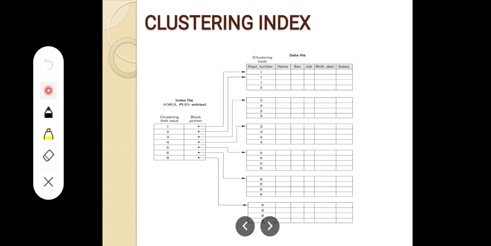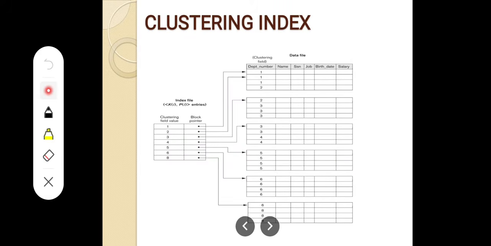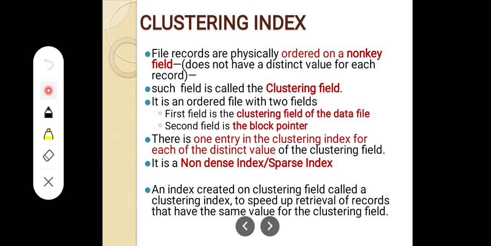Clear? So that is why it is called a non-dense index or sparse index. An index created on the clustering field is called a clustering index, to speed up the retrieval of the records that have the same value of the clustering field. So this means that the index we have created for the clustering field is called the clustering index. Why are we using this clustering index? In order to speed up the retrieval process. That is what has been mentioned here.